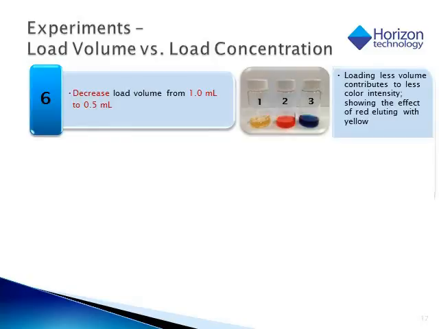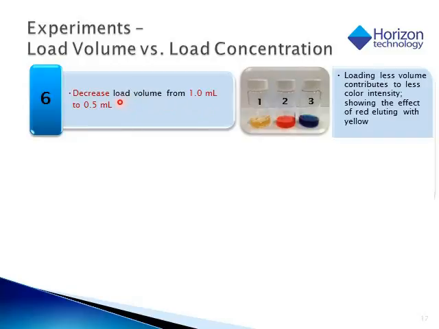The next experiment for optimization was to look at load volume versus load concentration. Here it's a fine line, depending on how much of the compound can interact and bind with the sorbent packing. Loading less volume obviously is going to lead to less color intensity, but I did want to be able to show any impact with yellow and red eluting, and sometimes a lower concentration can make that more apparent.